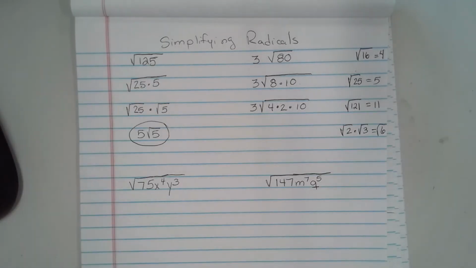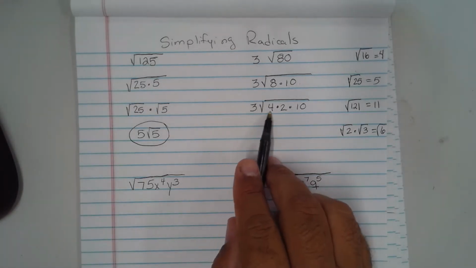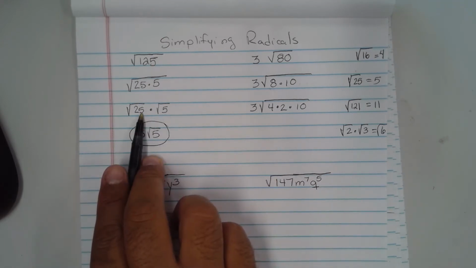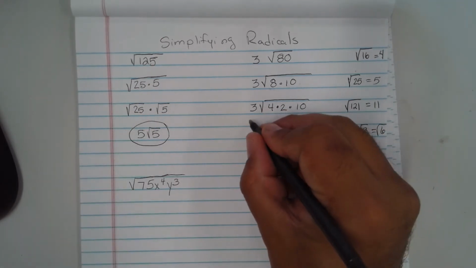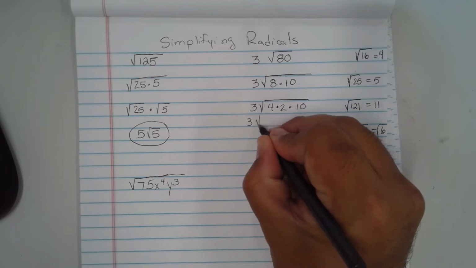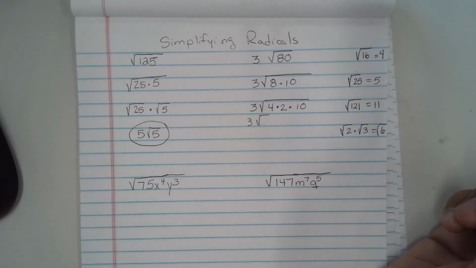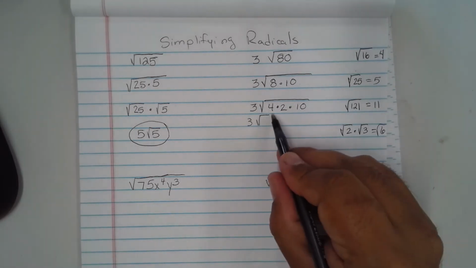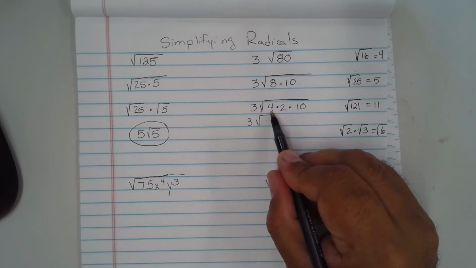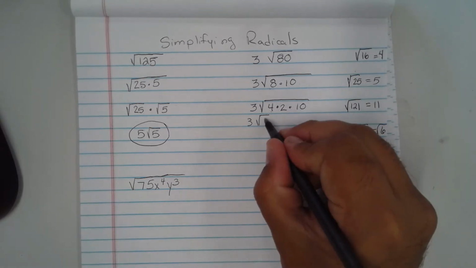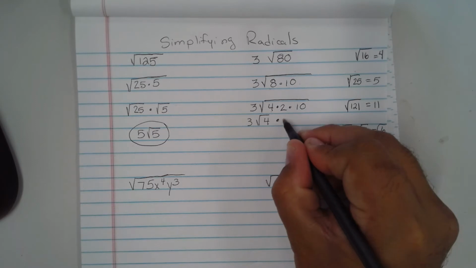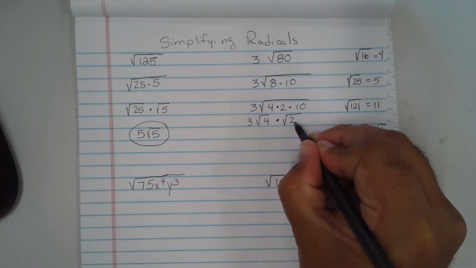Okay, I'll take that. Well, again, we could separate it, correct? So I could rewrite this as 3 times the square root of what? 4, right? Times what? 20.